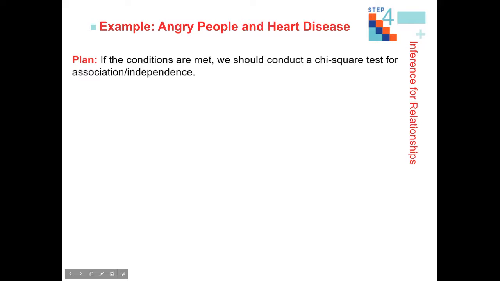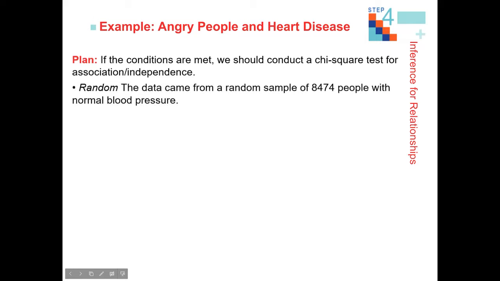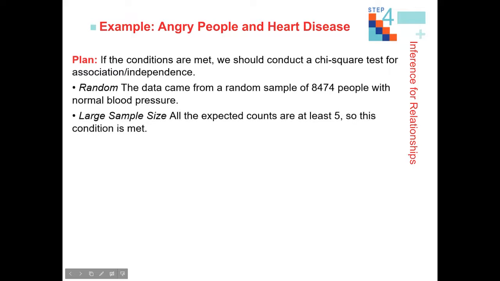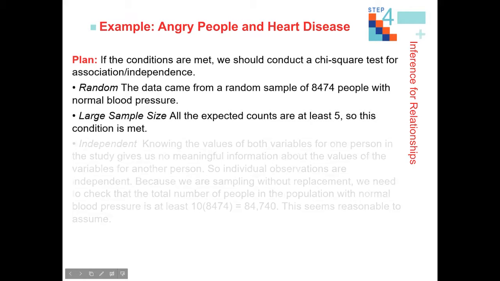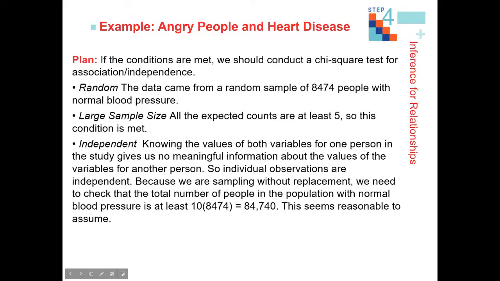Chi-square test for association and dependence. That's the name of the test. Conditions are still the same. We're coming from a random sample. Expected counts are at least 5. All right, and then we can do our usual 10 times sample size.